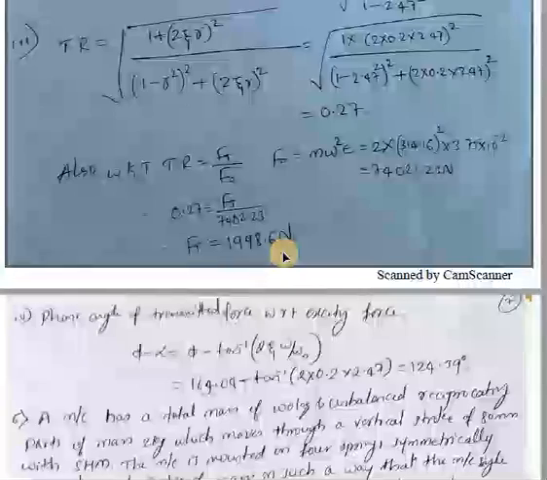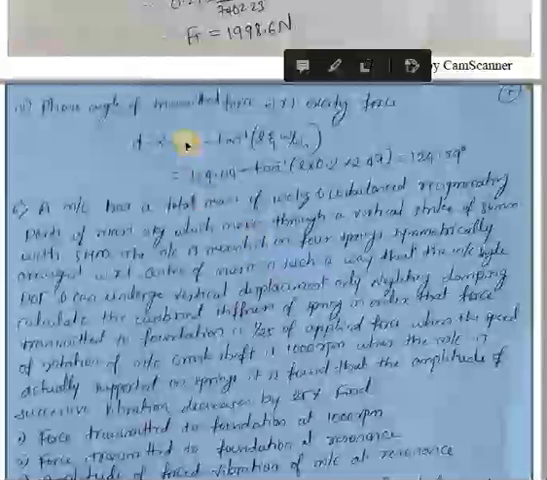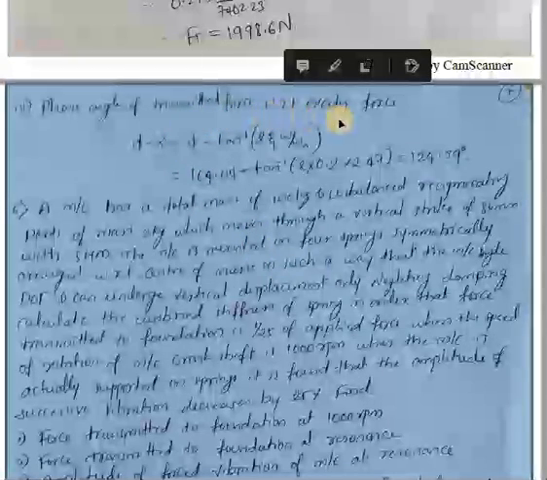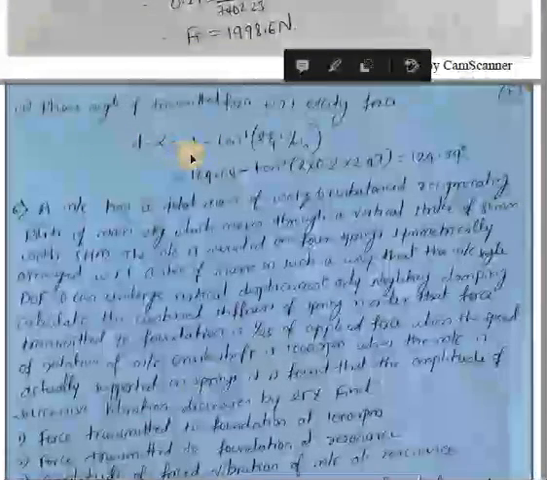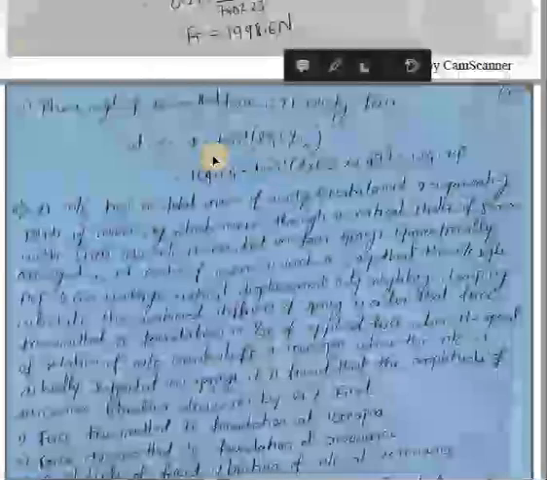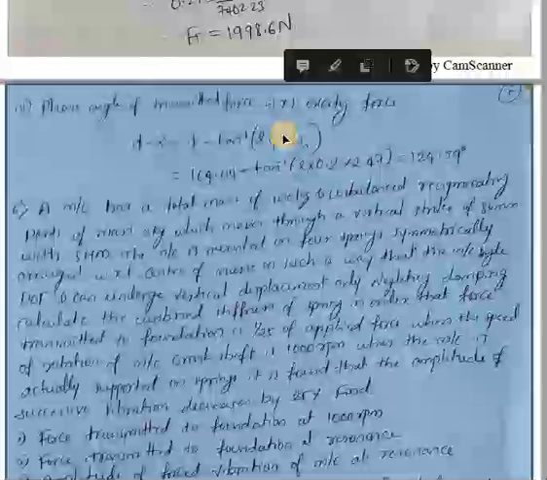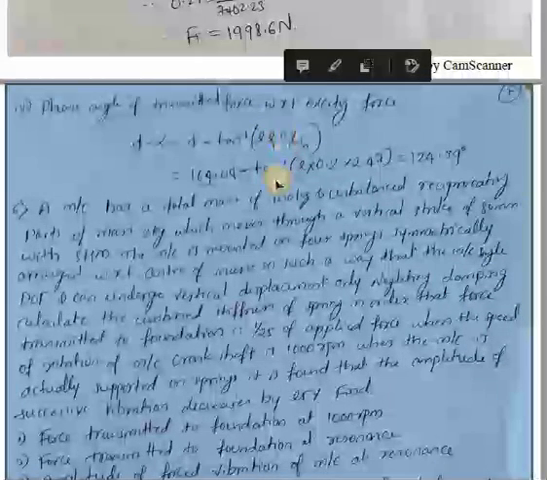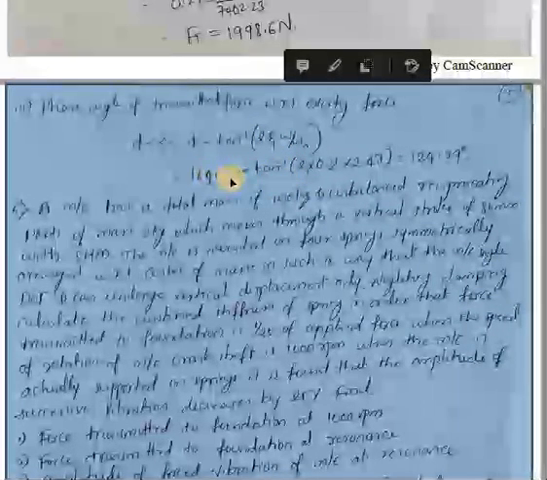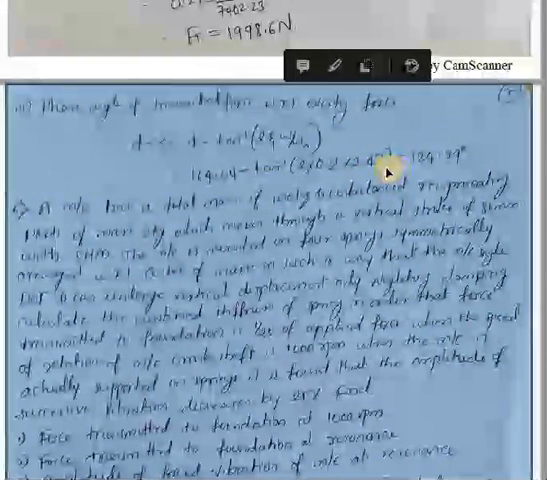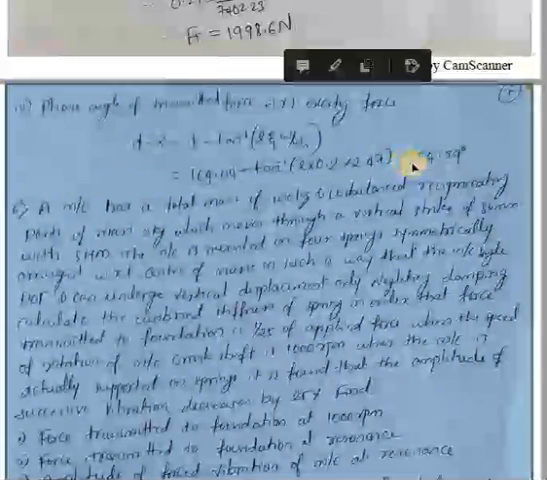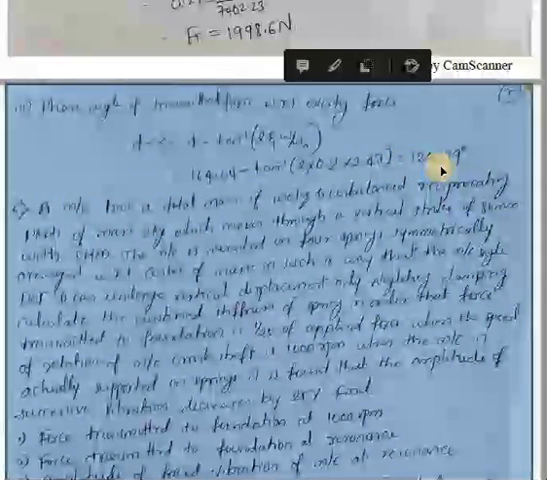Then the fourth bit, he has asked us to calculate the phase angle of transmitted force with respect to exciting force, that is phi minus alpha. Phi I have already calculated, minus alpha, where the alpha equation is tan inverse of 2 zeta omega by omega n, that is 2 zeta r. Substitute those values, phi is 169.04 degree. After substitution you will get the phase angle of transmitted force with respect to exciting force as 124.39 degree.